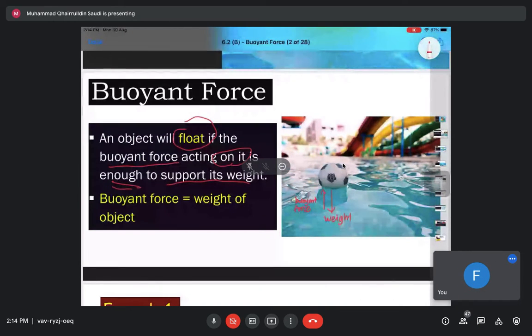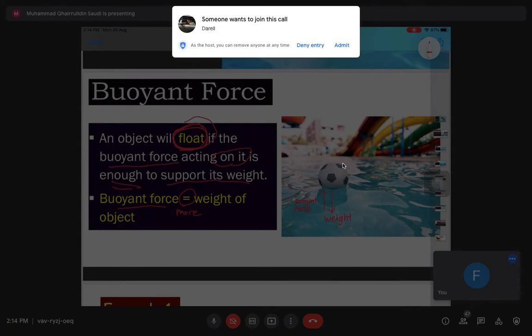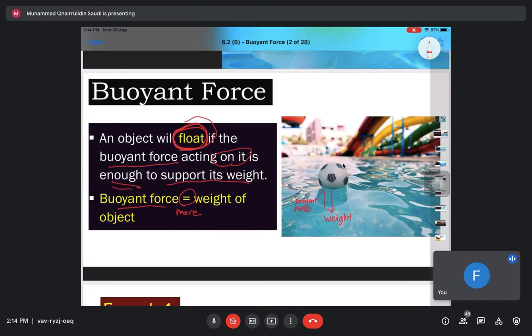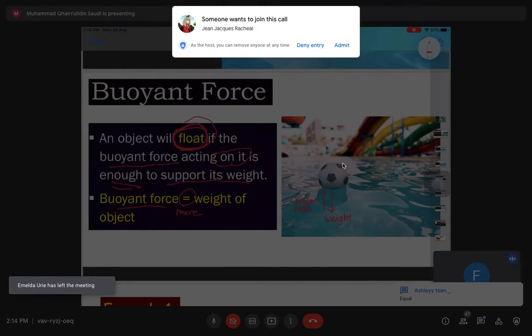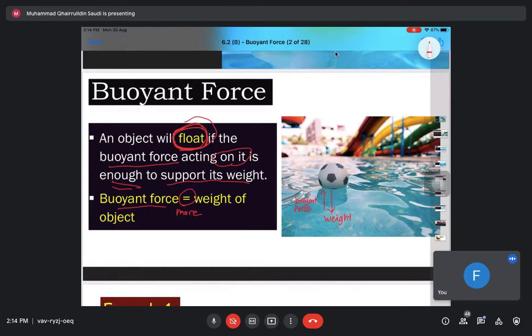So if an object is floating, it means that the buoyant force is equal or more than the weight of the object. It means that the force that is pushing the ball upwards is equal or more than the force that is pulling the ball downwards. That's why the ball stays afloat on the water. So it must be more or equal.